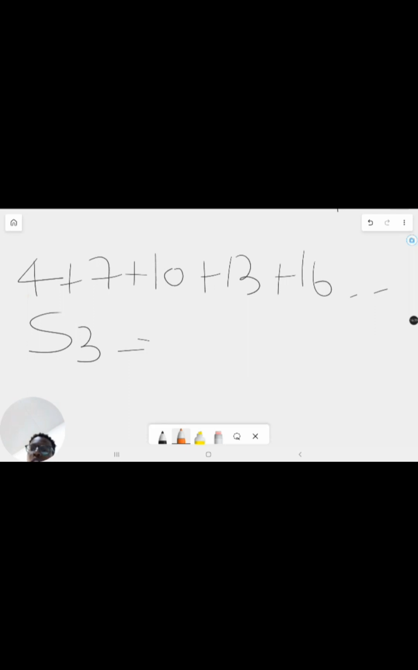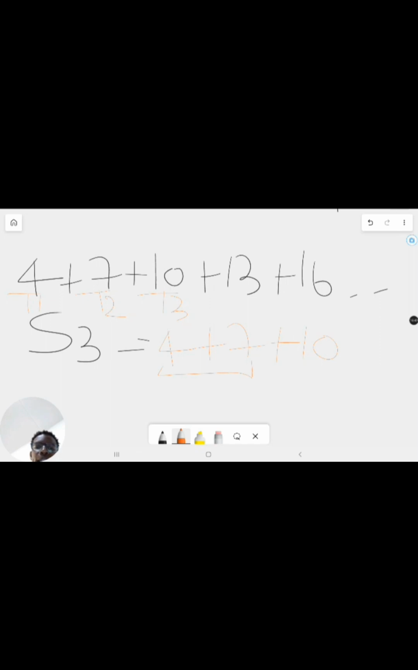Now, 4 is T1. There is T1 there. 7 is T2. 10 is T3. That's where I want you to stop. S3 means stop at term number 3. Now, what is the sum of the first three terms here? Well, you've got 4 plus 7 plus 10.